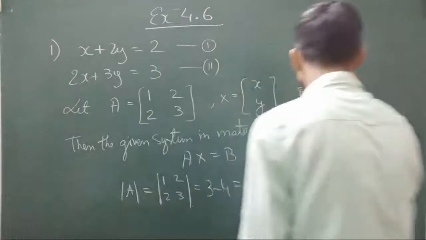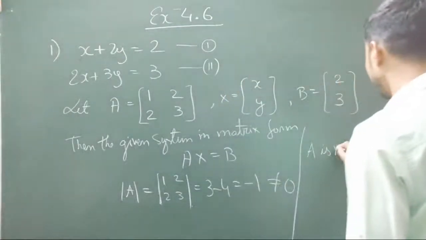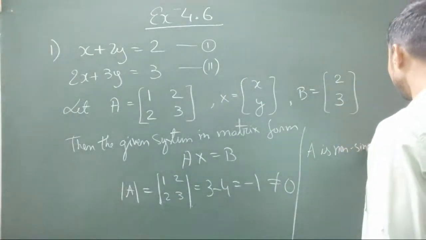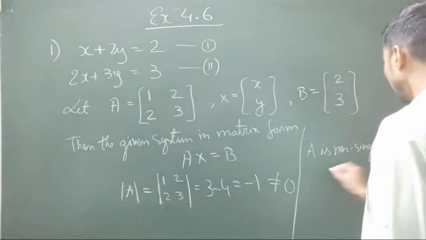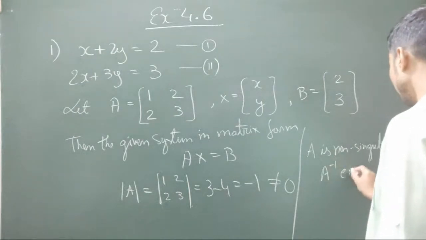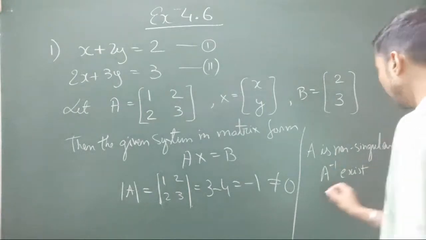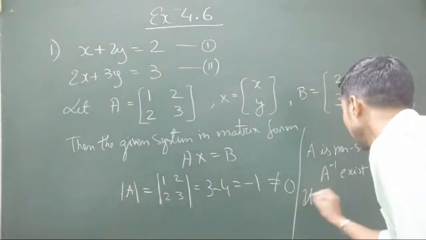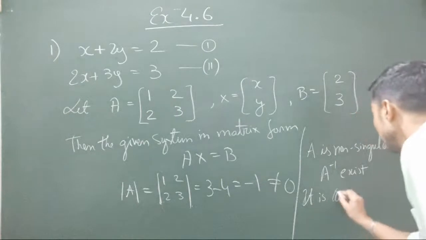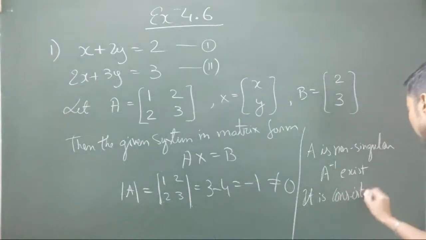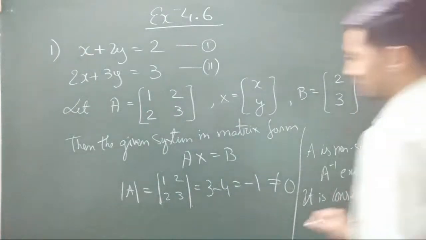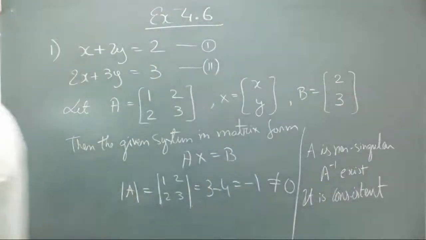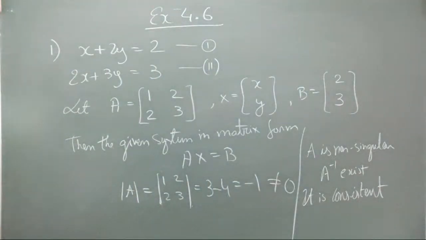What shall be the conclusion? Therefore, A is non-singular. So A inverse will exist. If A inverse exists, it will have a unique solution, and of course it is consistent. That's what we have to do here. These are just revision questions, basic questions. All right.